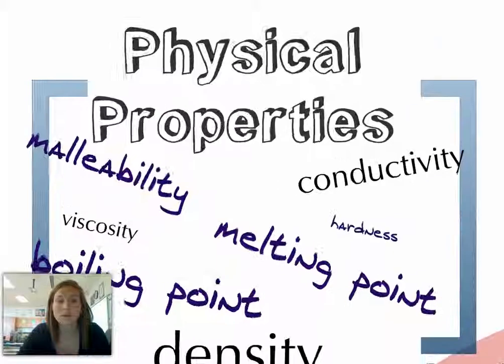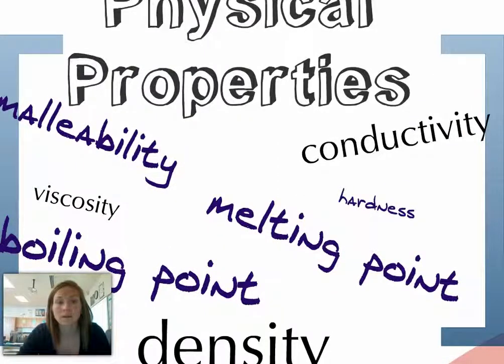And these are some common physical properties: malleability, viscosity, boiling point, conductivity, hardness, melting point, and density. If any of these things changed, it would just be a physical change rather than a chemical change. Now, on your handout there are these 7 examples and the definitions. I want you to go ahead and pause the video and see if you can match them up properly, and we will go over that in class.